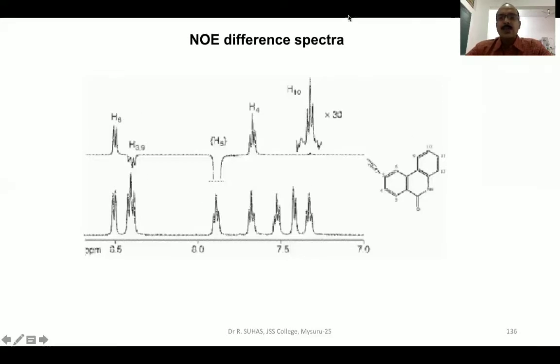This is the NOE difference spectra. NOE difference spectra is nothing but first you carry out the NMR without double irradiation. Next you carry out after double irradiation. Then subtract the later from the former. You will see that wherever there is an enhancement in the signal, only such signals will be shown in the NOE difference spectra. So this is the NOE difference spectra of anthraquinone.